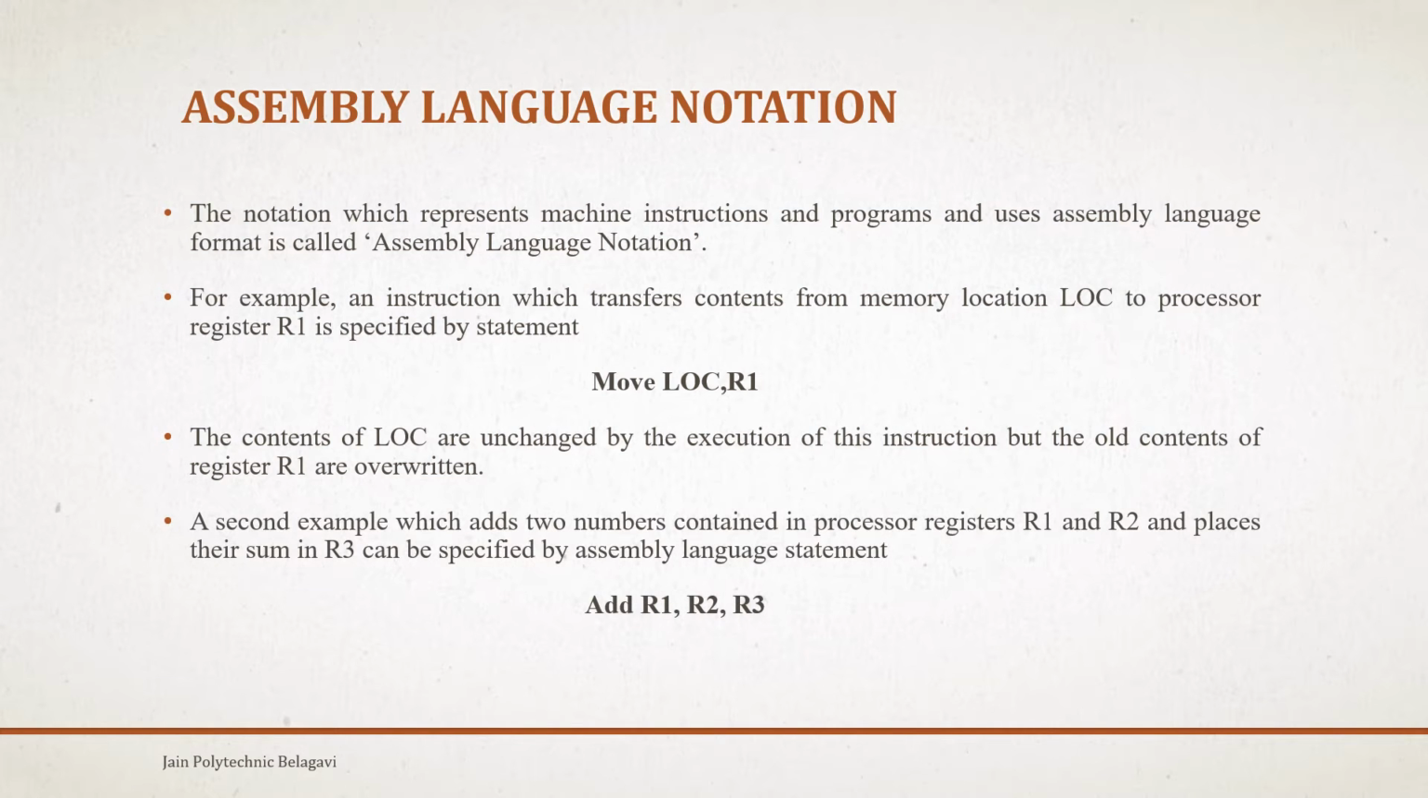A second example, which adds two numbers contained in processor registers R1 and R2 and places their sum in R3. It can be specified by the assembly language statement, that is, add R1, R2, R3.